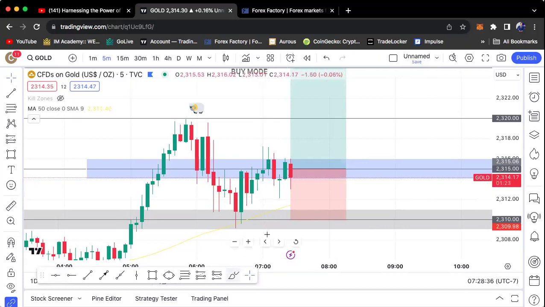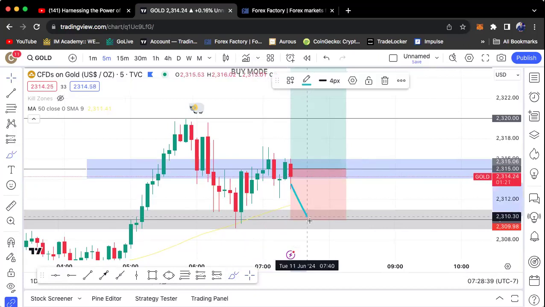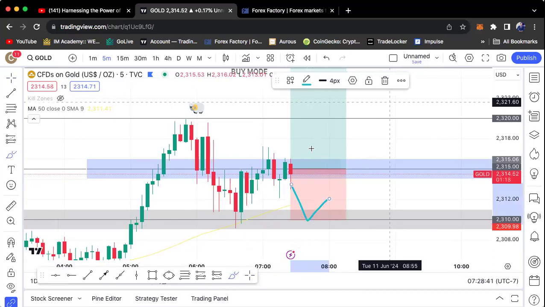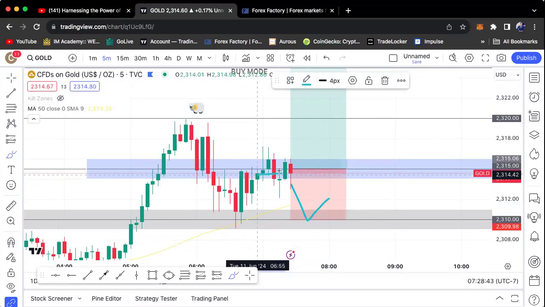Because if it wanted to push down here, it would have pushed down by now. But it didn't. It's still in this area here. It's still dancing within that area.